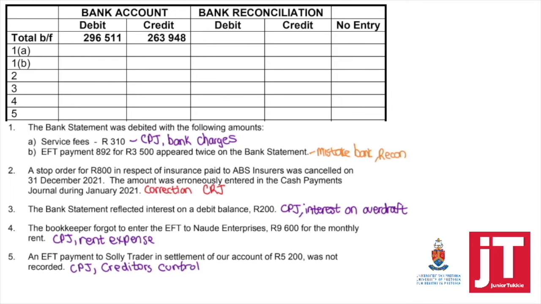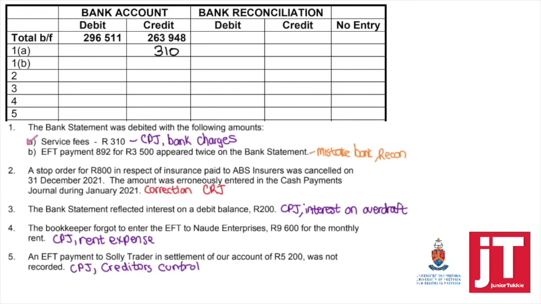Completing our answer booklet, we are now going to look at all the transactions which we've already sorted out where we need to take what, and we are going to indicate it on the answer booklet. So number 1A, we had the bank charges, 310. Please take note, you don't need to write the account name involved. I just did it for revision purposes.